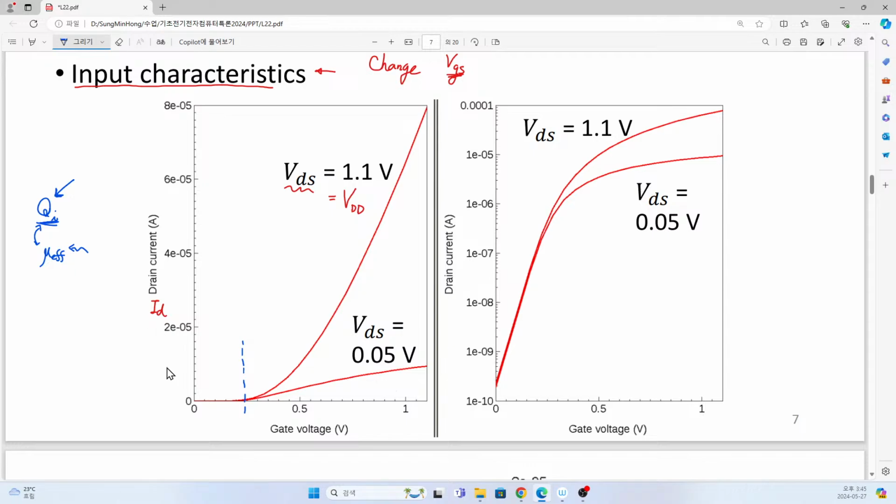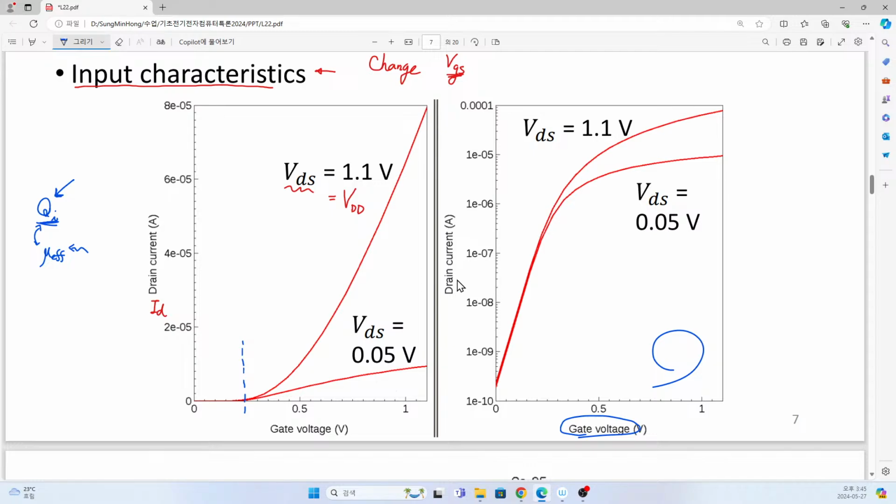Okay, on the left-hand side, we are now looking at a curve corresponding to input characteristics, but at the same time, we must draw this right-side one too. I mean, which one is more frequently used? There is nothing like that. We must draw both of them. And this one shows the same linear gate voltage.